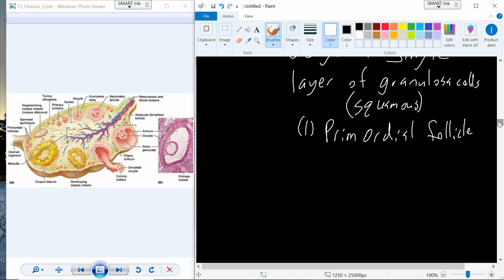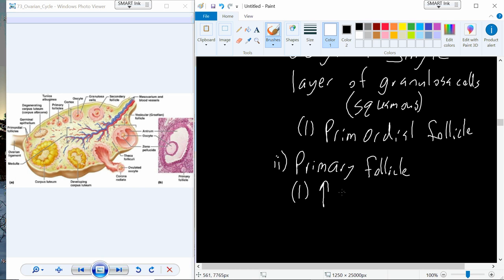It's that primordial follicle that begins the process and transitions from the primordial follicle into the primary follicle. So this is that switch between G0 and now actively back into cellular growth. So the primary follicle begins to develop.